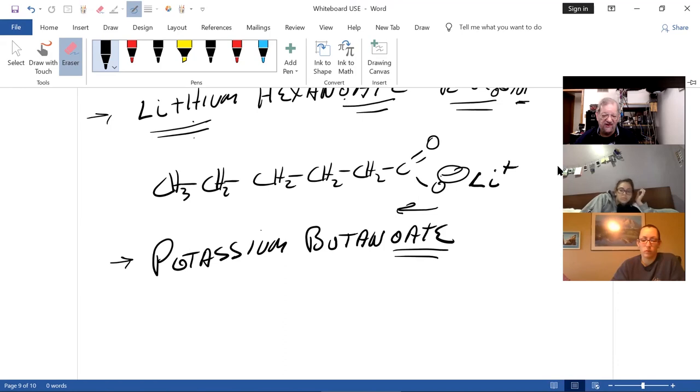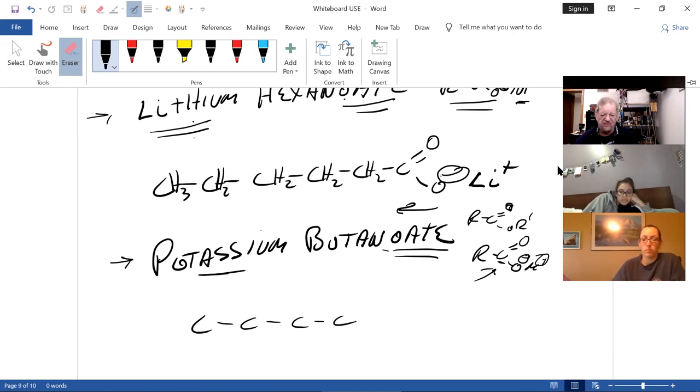If we look here, OATE ending, oh, that could be either an ester or a carboxylate anion. And because you see the element name in front, it's a carboxylate anion. The R group, including the carbonyl, is for butane, four carbons. Oxygen minus, potassium. Hopefully you know your alkali metals, not all of them, but sodium, potassium, and lithium. And that's how you do it.